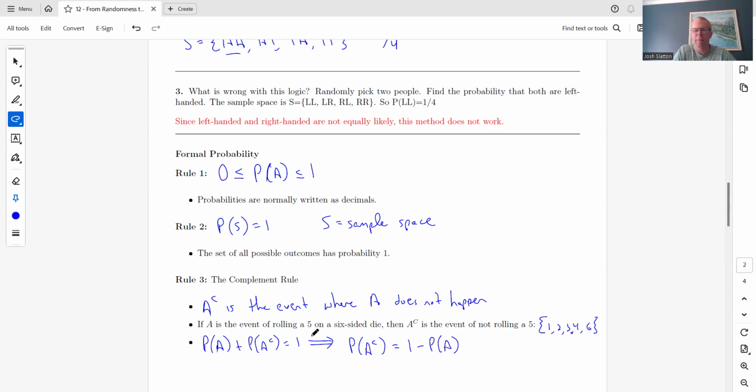So the probability of rolling a 5 is 1/6. The probability of not rolling a 5 would be 1 minus 1/6, which would be 5/6. So the probability of A in this case is 1/6. The probability of A complement is 5/6. And we can see that these are all equally likely. We have 5 possibilities. There are 6 altogether, so 5 out of 6 versus 1 out of 6 for A.